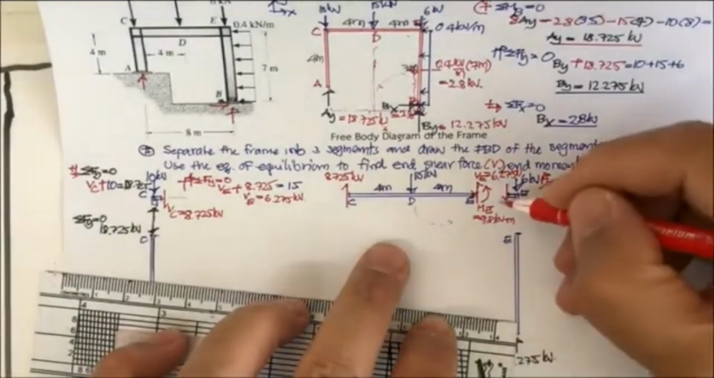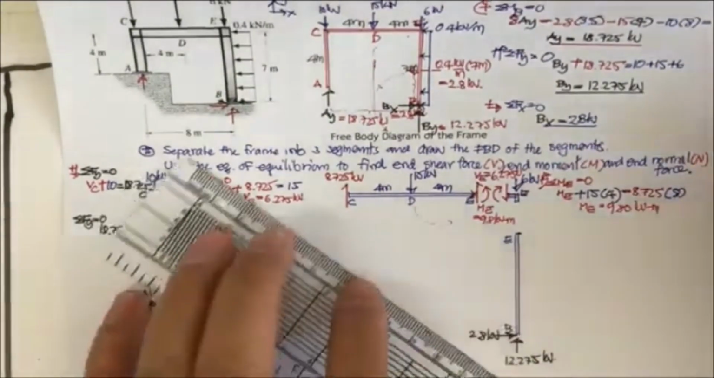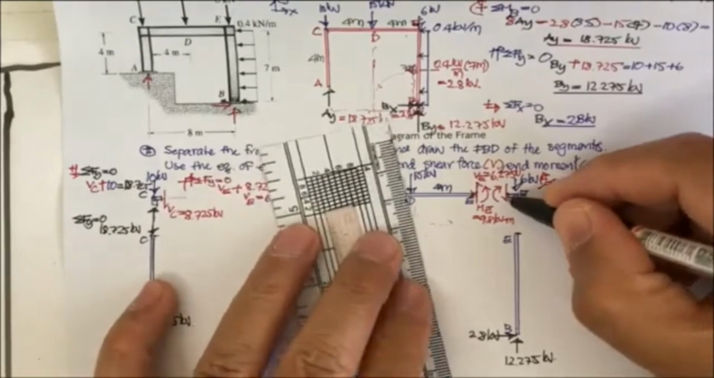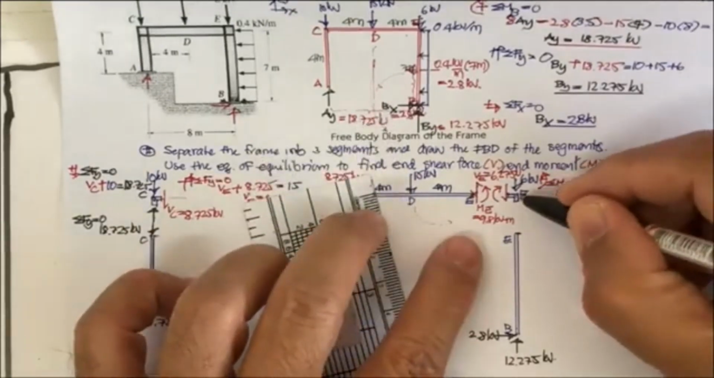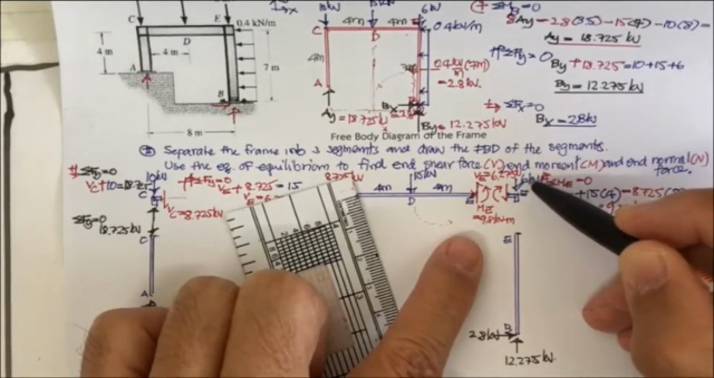And then this is going to apply here. Okay. By doing that, this force is downward, apply here. And this force is 6.275. And we also have this, 6 kilonewton.